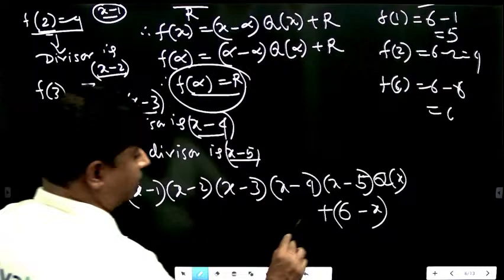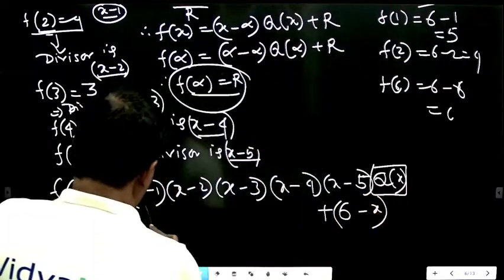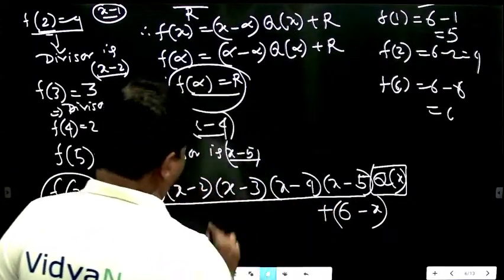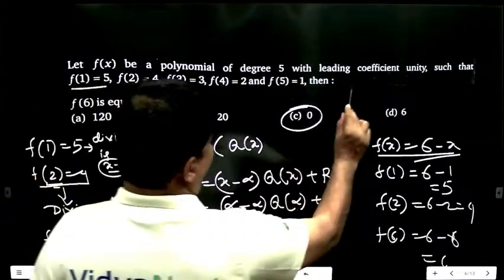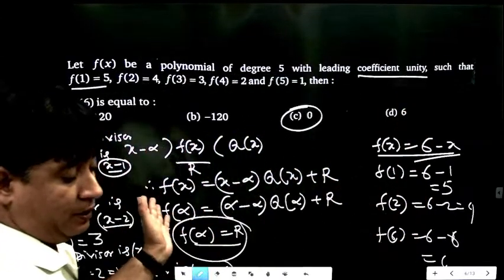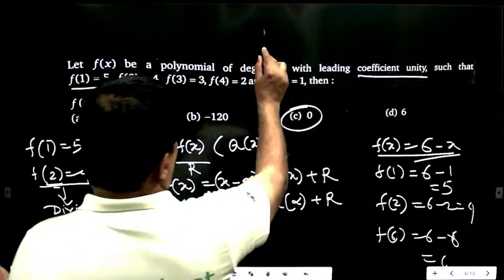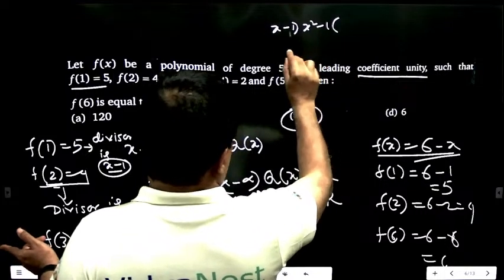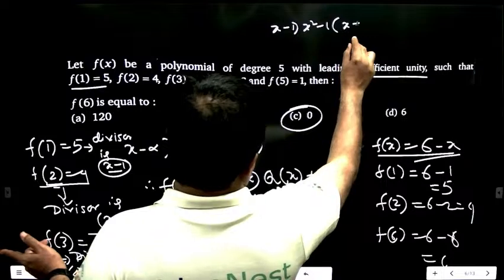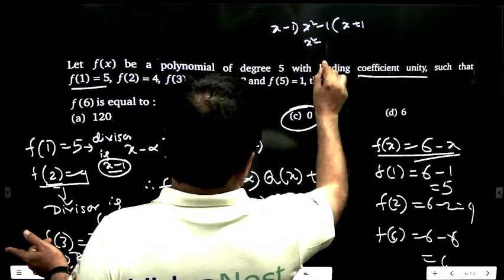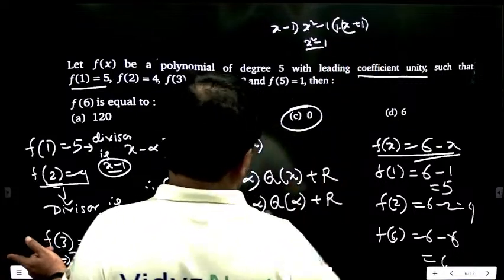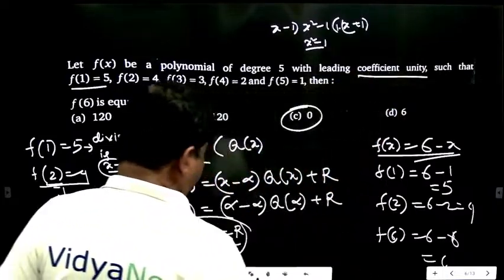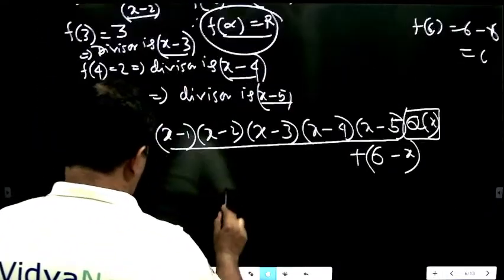But you can ask me, what is q(x)? That is the divisor, that is the dividend. What is the quotient? Go through the question. What is the leading coefficient? Suppose you are dividing x square minus 1 by x minus 1. You will get x plus 1. Okay. So what is the leading coefficient? 1. Unity, 1. So q(x) is nothing but 1.